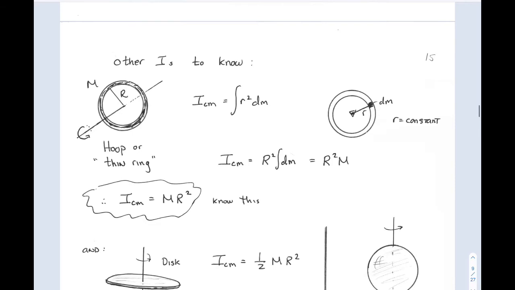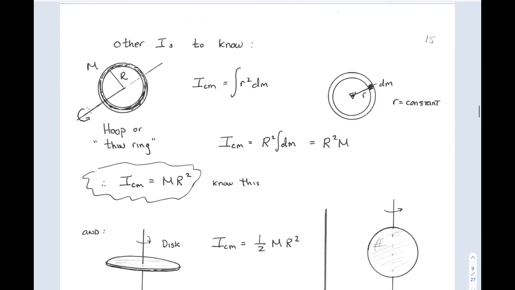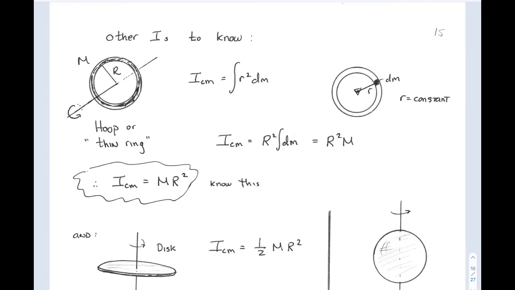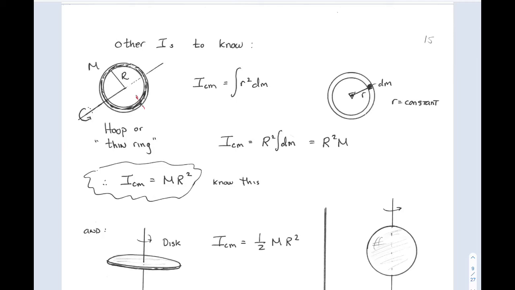Okay, some other ones we need to know is the moment of inertia about a hoop or a thin ring. Thin means that the thickness of the hoop is small compared to the radius. So if you had a roll of tape, that's the radius. The thickness of the tape is not thin compared to the radius. But at the end, when you're done with all the tape, now you just have that thin ring, and that is small compared to the radius. That's what's meant by a hoop or a thin ring.